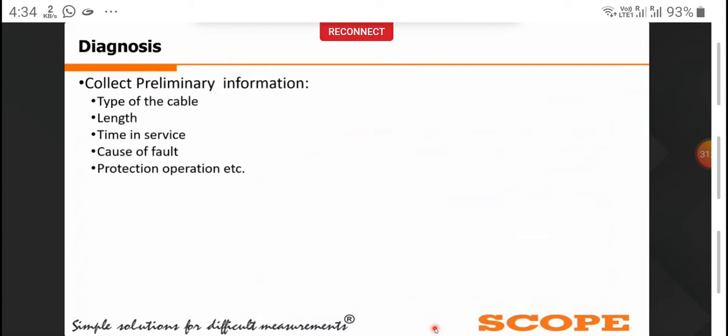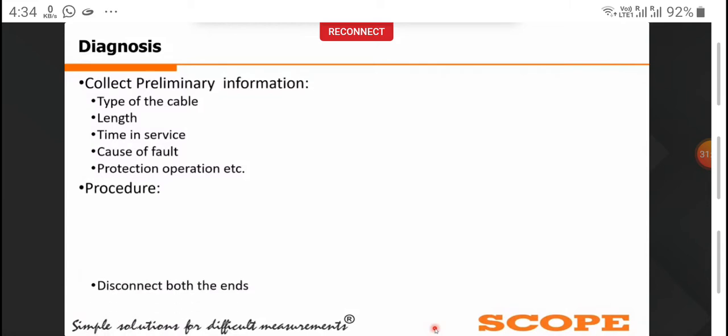After that we will note down the approximate cable length which is known to the user. After that we will note down the time of service of the cable, how the fault occurred in the cable, and also the status of the protection equipment. So after collecting this preliminary information, we are doing the diagnosis process.